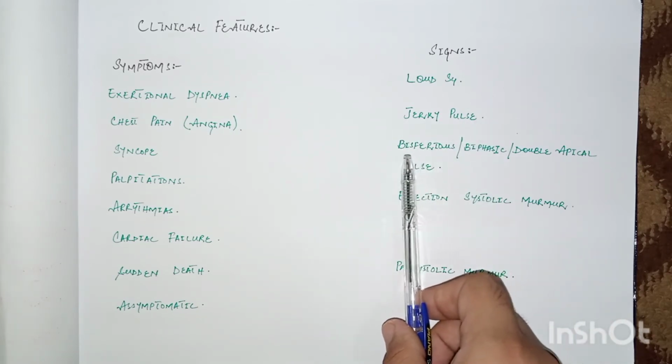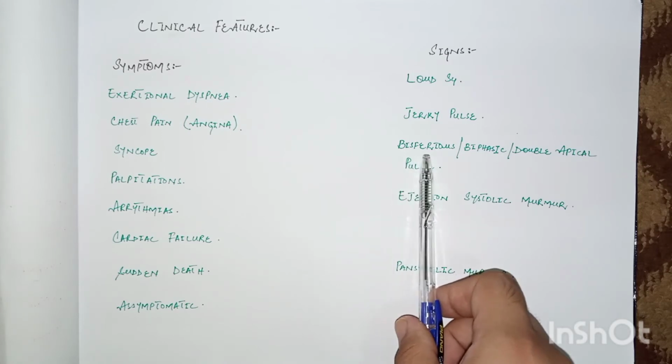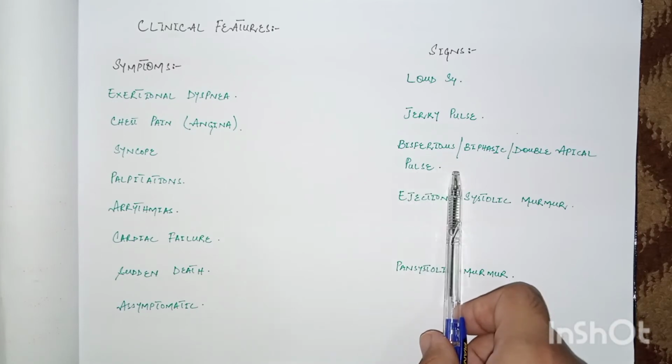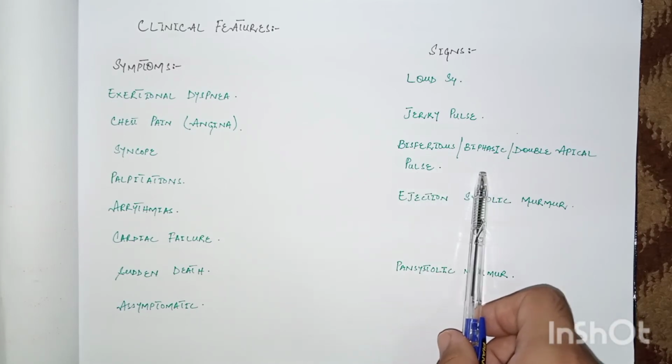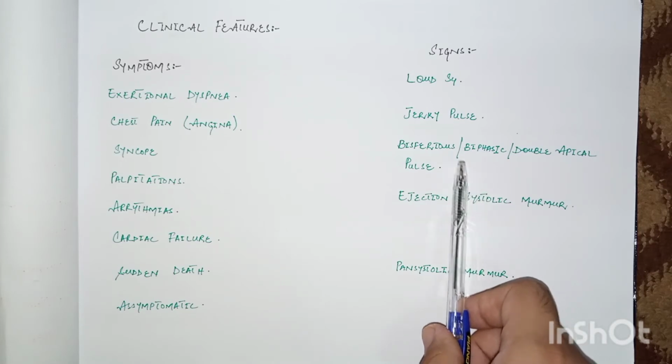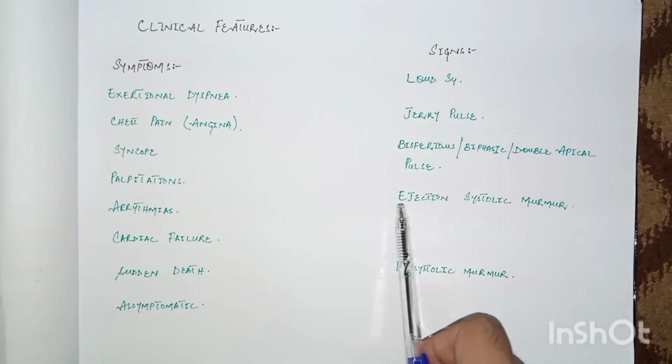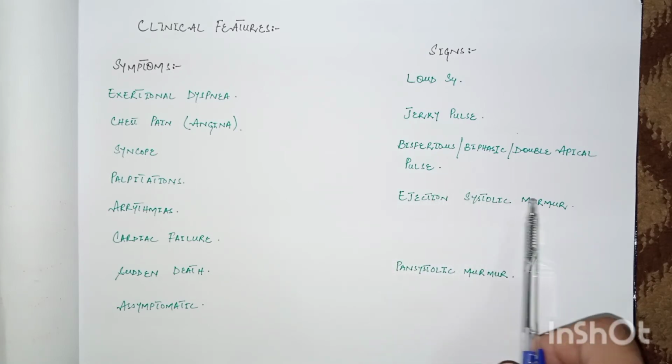And the other features are that the carotid pulse is bisferiens, biphasic, or double apical pulse with two upstrokes because of the dynamic obstruction in the outflow. That is, from the left ventricle, when the blood is ejected into the aorta, there is a dynamic obstruction. The important feature here is ejection systolic murmur.